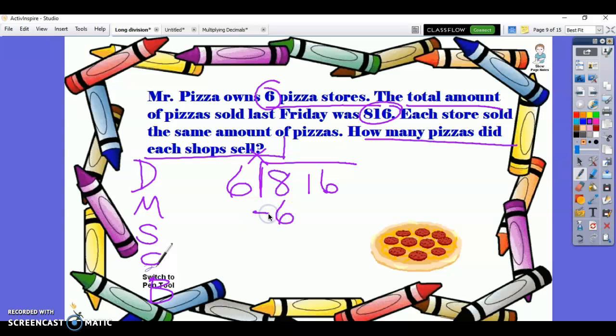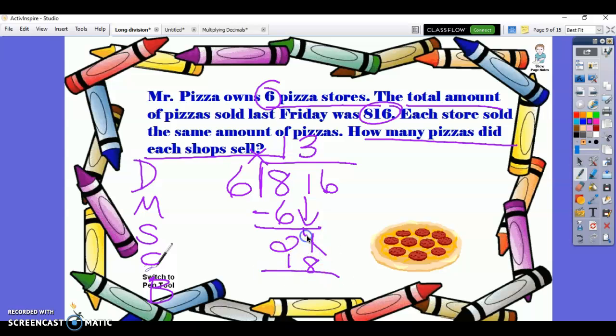Then you subtract. Then you bring that. 8 minus 6 is 2. Bring down. Now, I'm thinking, 6 times what gives me 21? Oh, there's nothing. But I do know that 6 times 3 is 18, and that's closest to 21 without going over. So I'm going to use that. Here is my 3. 3 times 6 is 18.